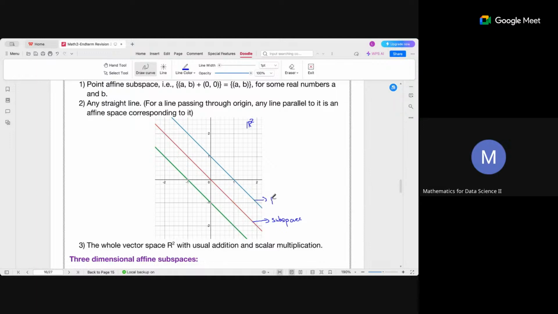They are parallel lines, parallel to this subspace. Let us call this W. So this is parallel to W, and this is also parallel to W. Whatever lines are parallel to this subspace are the affine spaces corresponding to W. Let's call these A1 and A2. So A1 and A2 are affine spaces corresponding to W.